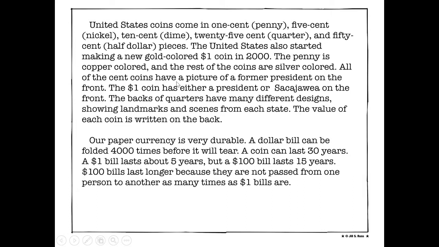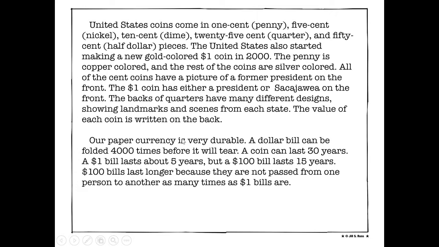All of the cent coins have a picture of a former president on the front. The $1 coin has either a president or Sacagawea on the front. The backs of quarters have many different designs, showing landmarks and scenes from each state. And if you have an older quarter, it would have an eagle. The value of each coin is written on the back.